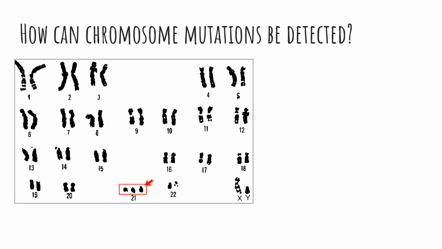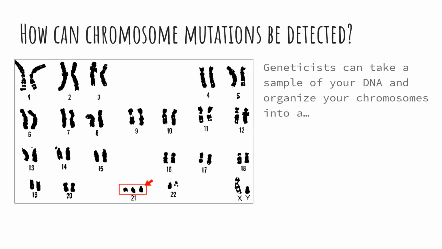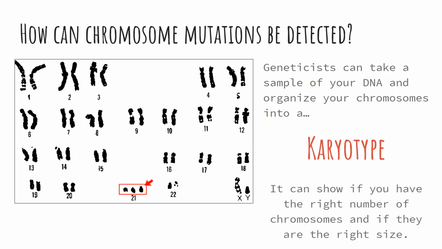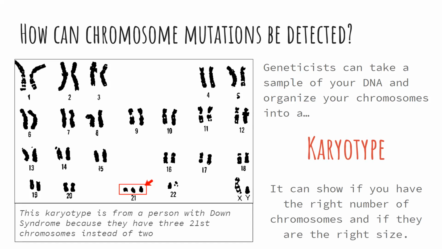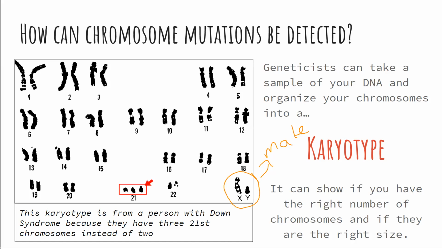How can chromosome mutations be detected? You know how parents or pregnant women go to the doctor to get an idea of what their baby's chromosomes look like? Well, geneticists can actually take a sample of your DNA through an amniocentesis and organize your DNA into your chromosomes into a picture called a karyotype. This picture shows if you have the right amount of chromosomes and if they're the right size. As you can see, this is a karyotype of a person with Down syndrome because they have 3 21st chromosomes instead of 2. What sex do you think this person is? If this person has an XY, what do you think their sex is, a male or a female? Right, it's a male. So this male has Down syndrome.